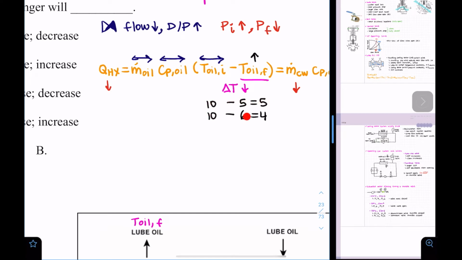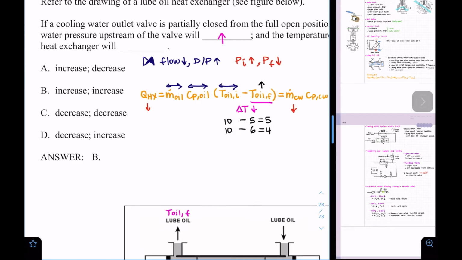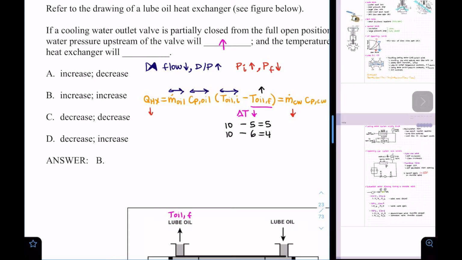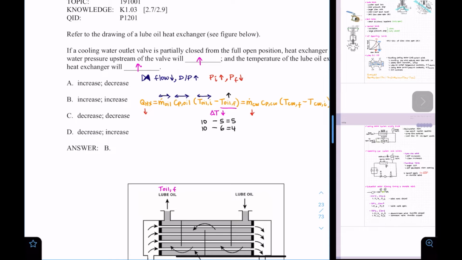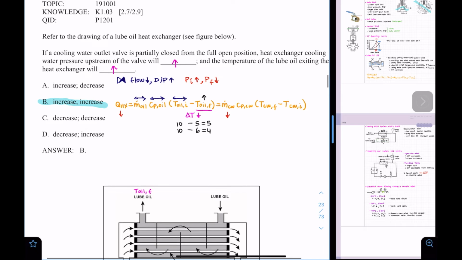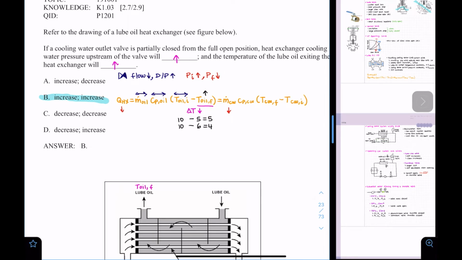What happens when my goal is trying to decrease my delta T? Since everything else is constant, I need to decrease my delta T because this one is decreasing, right? So in order to decrease my delta T, I need to increase the temperature on my oil out. I need to increase it. And the answer is yes, correct: I increase the pressure upstream of the valve and I increase the lube oil exiting the heat exchanger temperature.